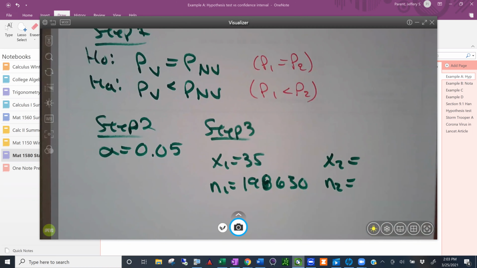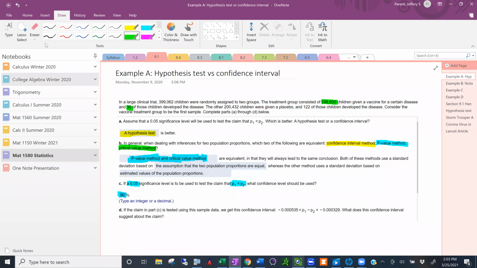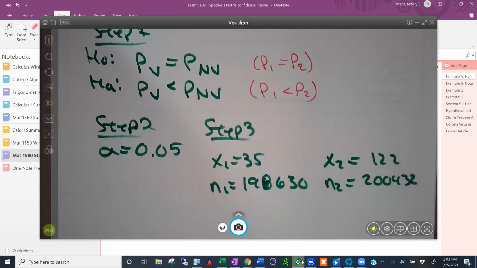N2, X2 and N2. Let me highlight those purple. Now we'll do blue. 200,432 were given the placebo, and 122 of those children got sick. So there's the information we need to pull out of the problem in order to put that into Statdisk and get a p-value.